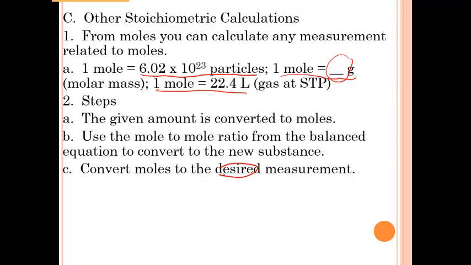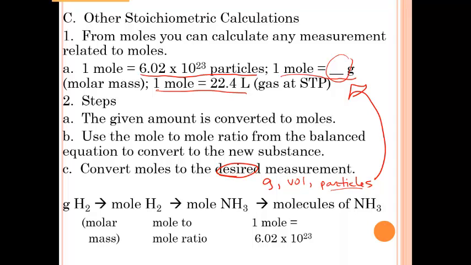So when it says desired measurement, you're going to want to look at the problem. Is it asking you for grams? Is it asking you for volume? Is it asking you for particles? That's going to determine which of these you are using. So if it's asking you to go to grams, you need to use the molar mass. If it's asking you to find the volume, then you're going to need 1 mole is 22.4 liters. If it's asking you for particles, then you're going to need 1 mole is equal to Avogadro's number. So it depends on what it's asking you for.